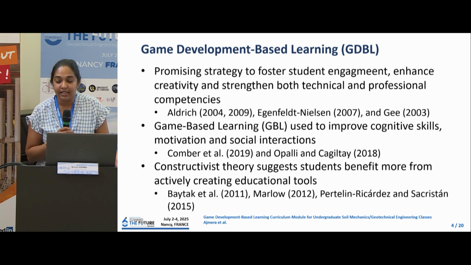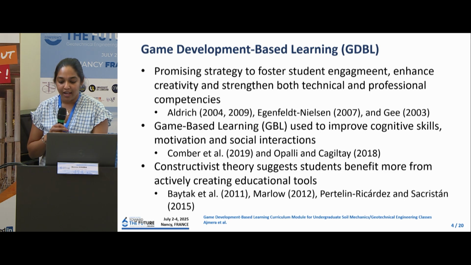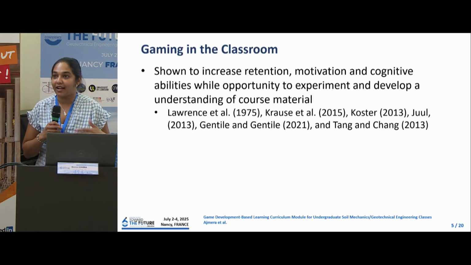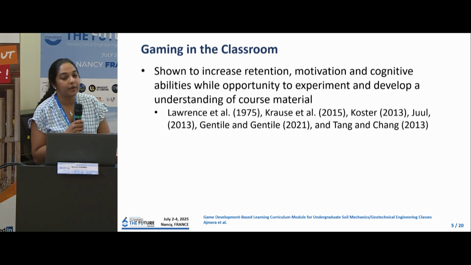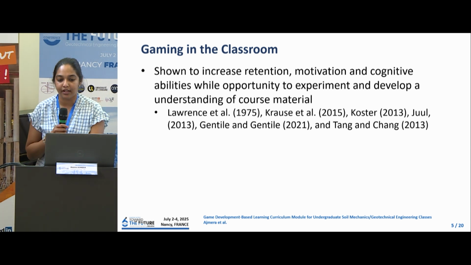The constructivist theory states that students gain more when they actively create their own educational tools instead of when we give them the educational tools. And so we're merging these two together in order to have them create their own games that help them and their classmates learn. Gaming in general has been shown to increase retention, motivation, and cognitive abilities, while giving them an opportunity to experiment and develop an understanding of the material.